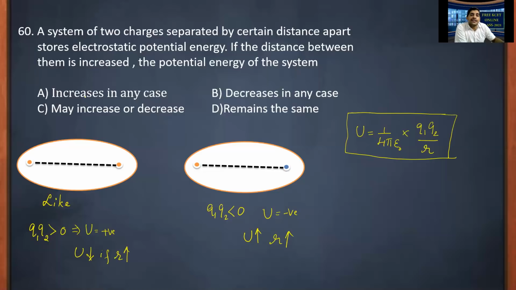So whether it is increase or decrease depends on what type of charge assembly it is, whether we have like charges or unlike charges. So you cannot decide that it is a decrease in any case. No, it's not possible. Increase in any case, this is also not possible. So which is a possible answer? The possible answer is may increase or may decrease depending on what type of charge assembly it is, like charge assembly or the unlike charge. So the option has to be the C one.